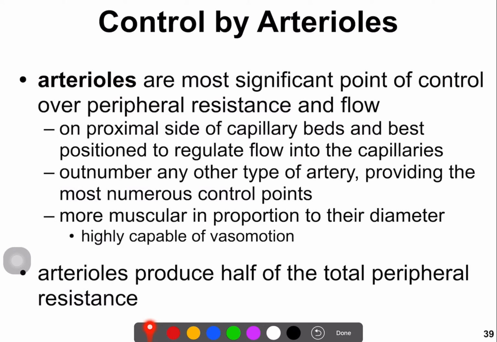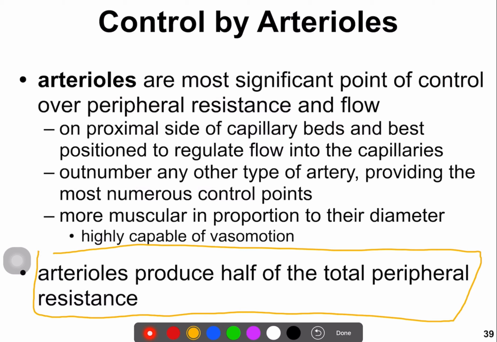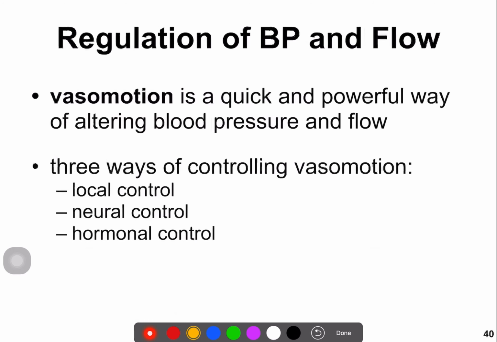The other thing about the arterioles is there's a huge number of them. They really outnumber any other type of artery, so they give you quite a number of spots where you could do this control. And as I said earlier, they are more muscular in terms of their proportion and diameter when compared to the other blood vessels. If we look at it, the arterioles produce about half the total peripheral resistance, and that's quite significant.